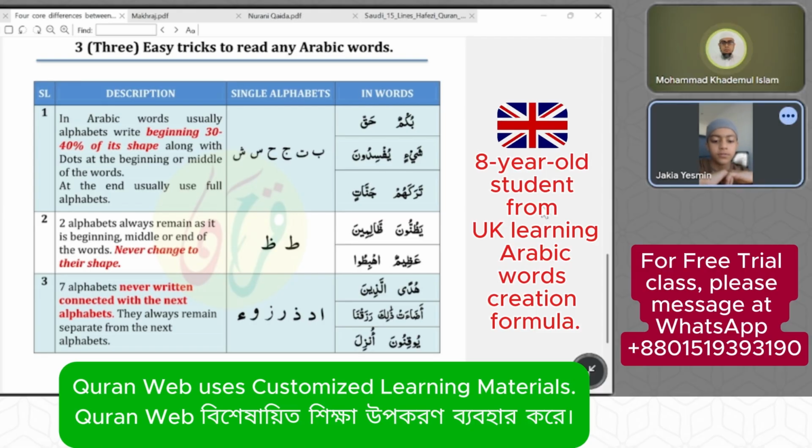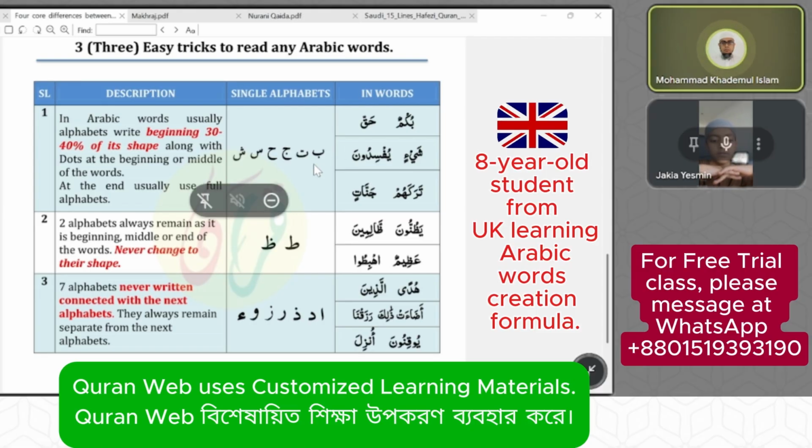In the example, you can see how the single alphabet ba looks, but in a word, how ba looks, you can see in this word, the book moon. Ba uses just half of its real size, right? Then again, I would like to show you another example. The last alphabet, sheen, which has three dots. In the Arabic word, how does it look? In words, it uses only the first 30% of its beginning size. Is it clear now?